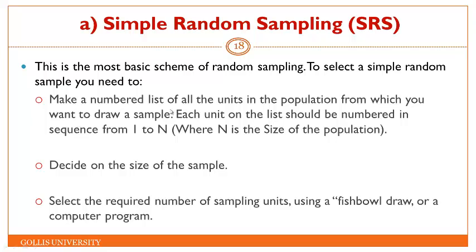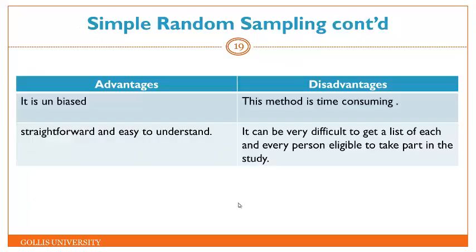Then after you have numbered your list, the next step is to decide on the sample that you want to select, maybe the size of the sample. Okay, after you decide on the size of the sample, select the required number of sample units, either using a fishbowl draw or a computer program. Simple. Those numbers you have already written, maybe on a piece of paper, try to mix them in a fishbowl draw, something like what we call baht nasib, so that you select the number that you want from that particular fishbowl draw.